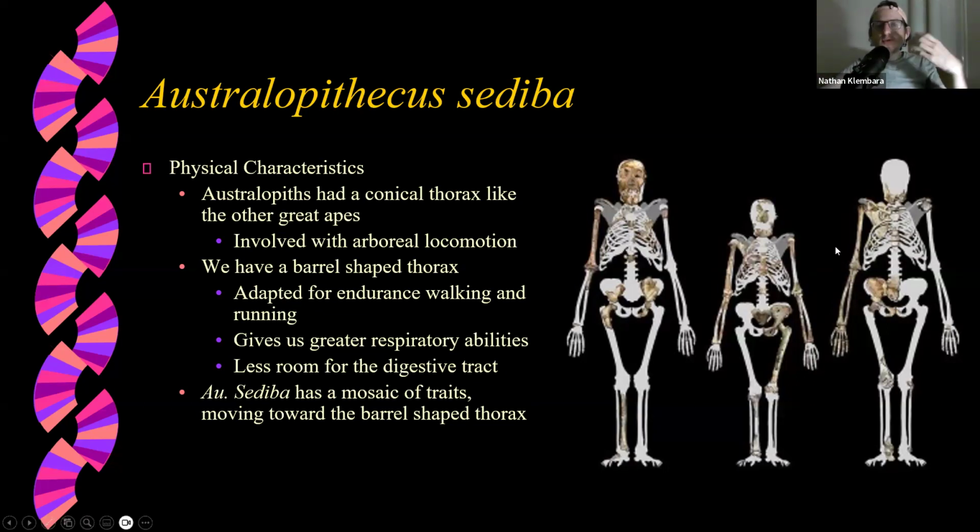We have a barrel-shaped thorax because it makes it easier to walk and run as a biped. It just makes us efficient.